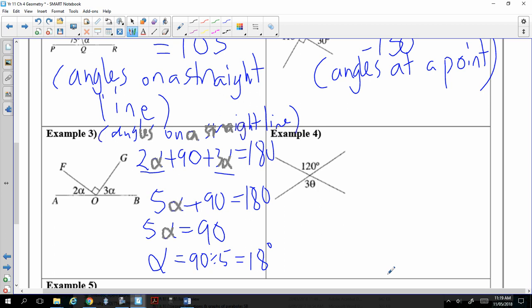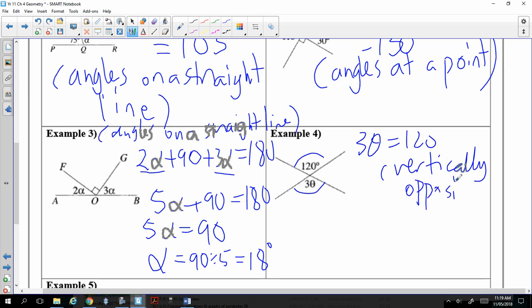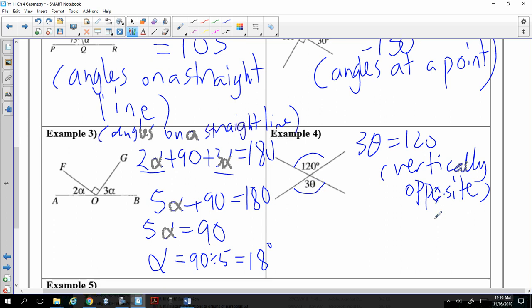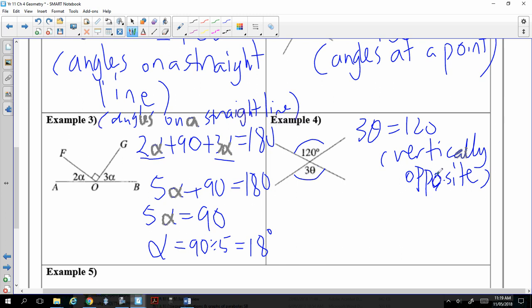What's the reason for the next one? Vertically opposite, so write 3 theta equal to 120. Vertically opposite. Okay, so to work out theta, you just get 40 degrees. Done.